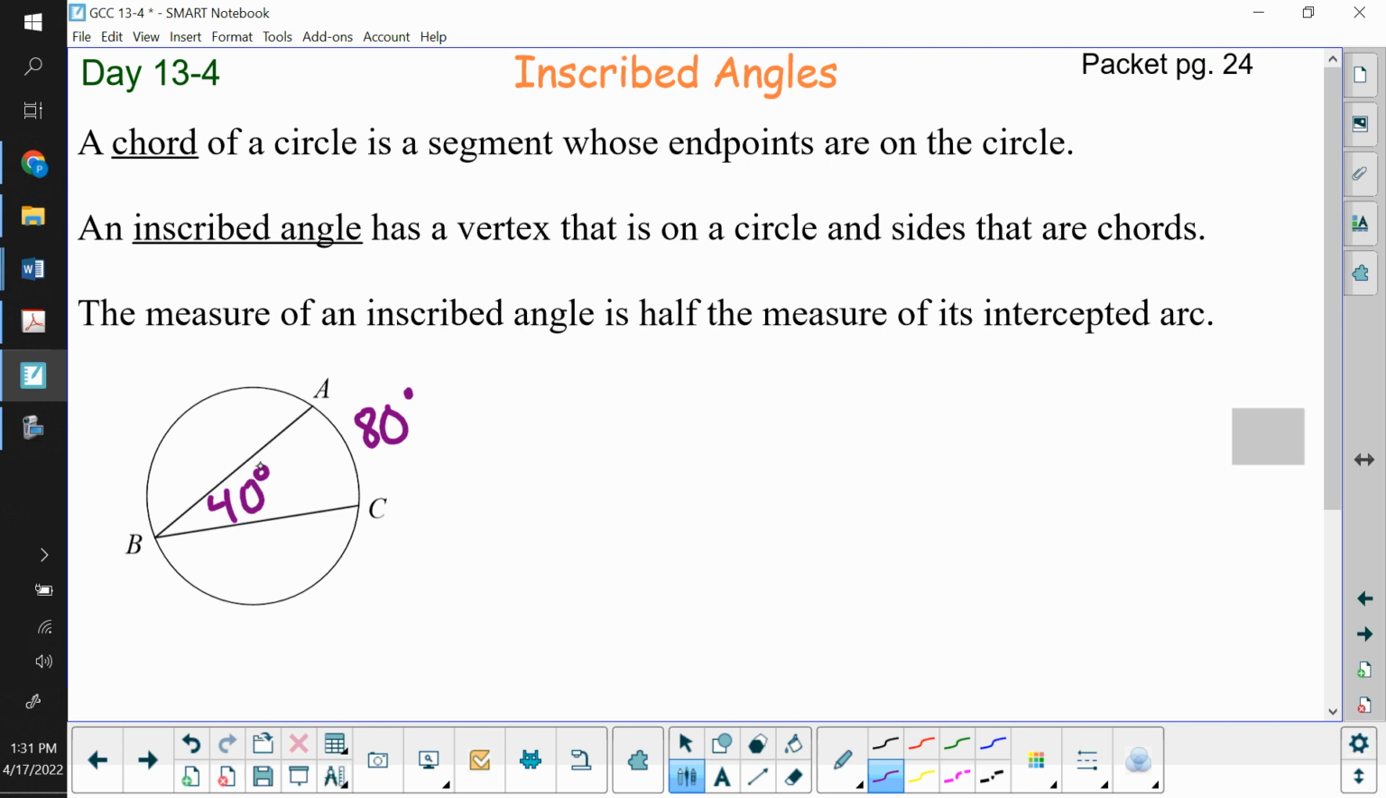And that's the big new thing for today. An inscribed angle, an angle whose vertex is on the circle, its measure is half of the arc it opens up to.